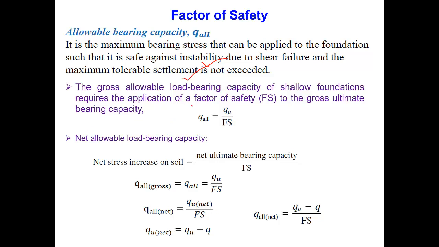The gross allowable bearing capacity of shallow foundations requires the application of a factor, which we call the factor of safety. So normally we consider q_all equals q_u divided by the factor of safety. Okay, so that time we can consider this is actually the gross. Why are we not considering the effect of surcharge here?